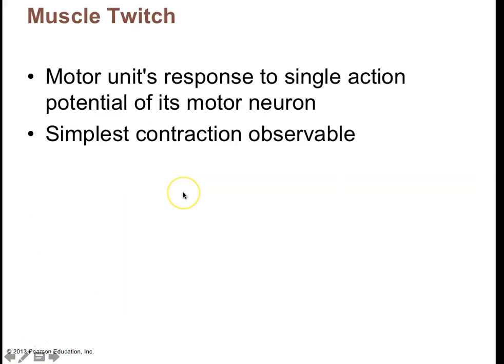Now, we like to reduce things, right? We want to reduce contraction to the smallest unit, like the sarcomere. What if you want to have the whole muscle contract minimally? That's called a muscle twitch. So a motor unit responds to a single action potential, or a single electrical stimulation of its motor neuron. You can think about a muscle twitch being the simplest contraction of that muscle that we can observe.